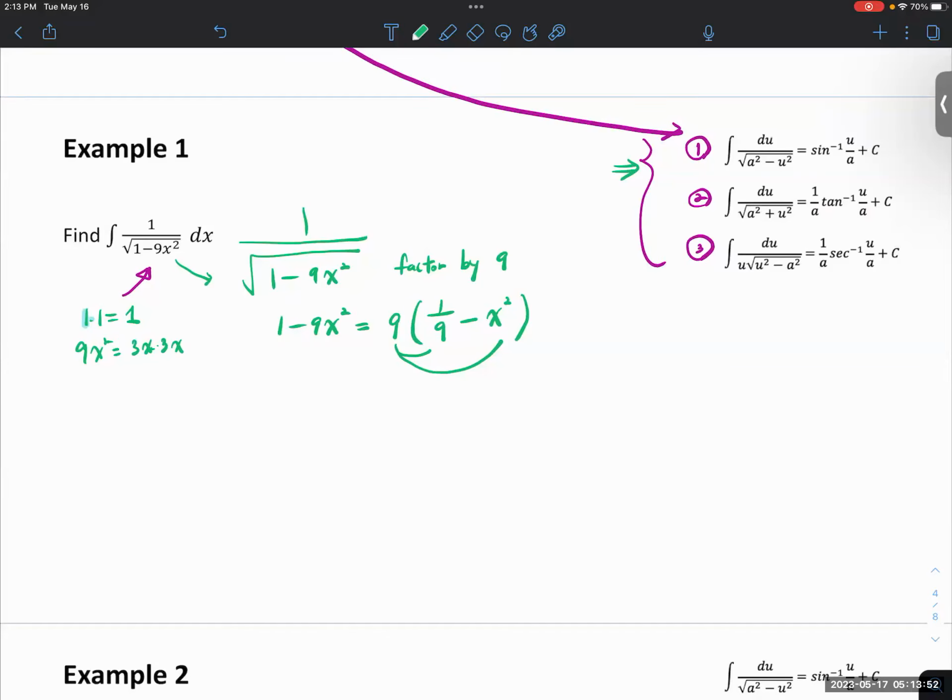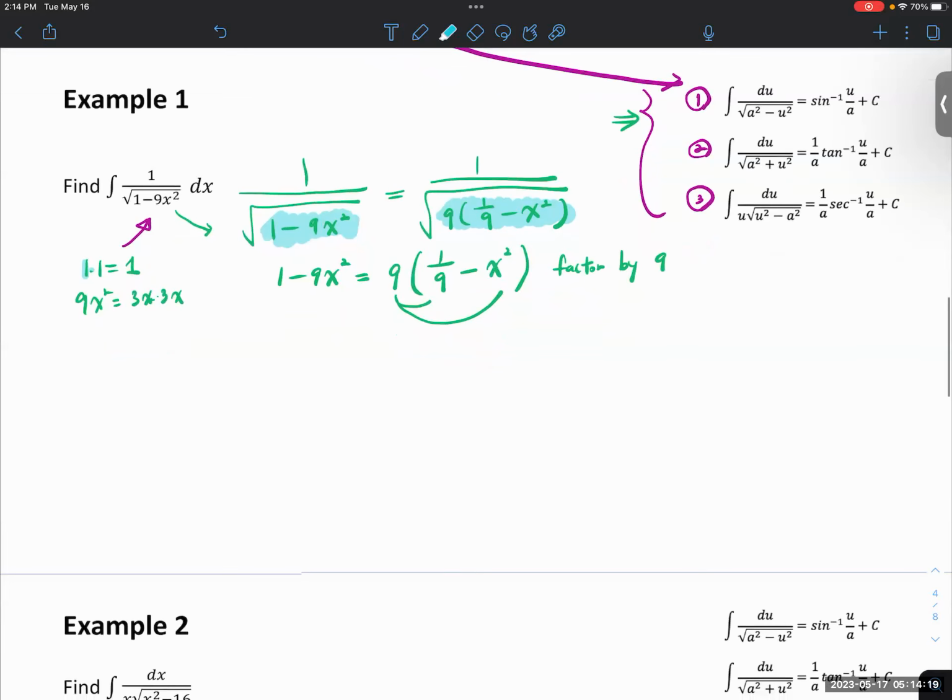So this equation is the same as 1 over 9 minus x second power. They're the same thing. So I'm going to highlight it. 1 minus 9x second power is the same as 9 times 1 over 9 minus x to the second power. Are you following?